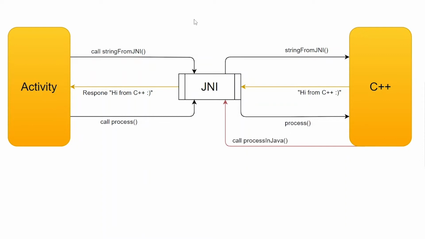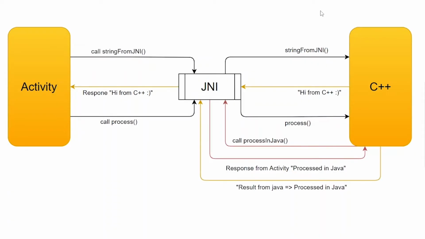C++ will communicate with the JNI to process it in Java, and then a response will be returned from the JNI to the C++ class saying that it is processed in Java, and this is the result. And then C++ will use that result and process it, and then return the response to the JNI, which is this one. So this is the processed in Java, which is the response of the process in Java method.